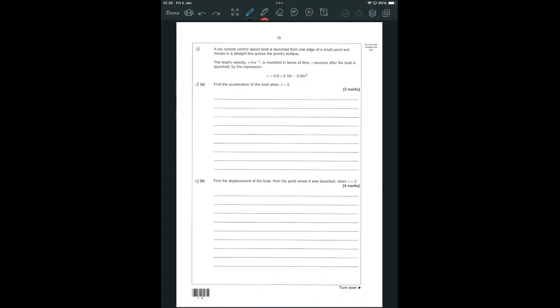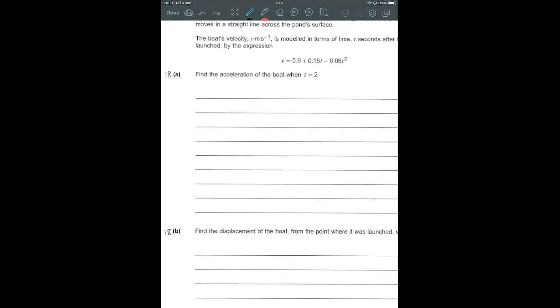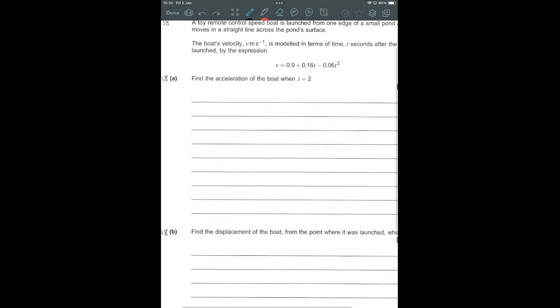remote control speedboat is launched on one edge of a small pond using a straight line across the surface. The velocity is modelled by that equation. Find the acceleration when t equals 2.